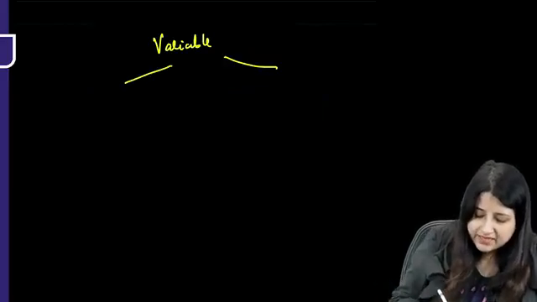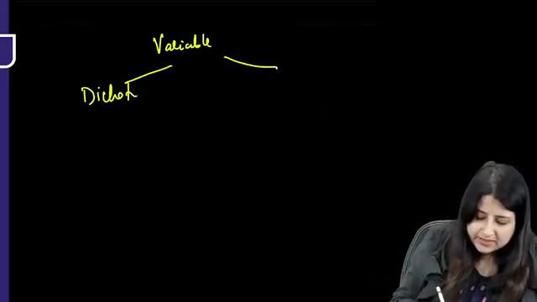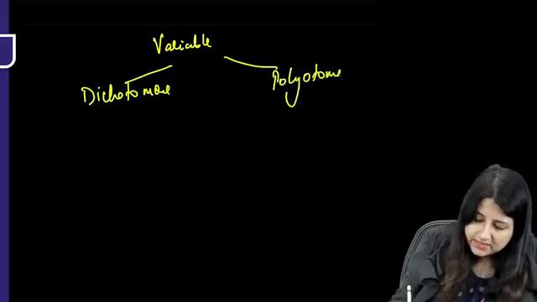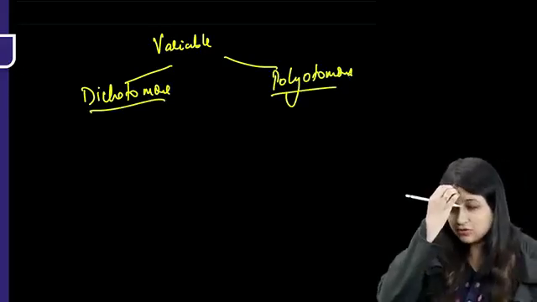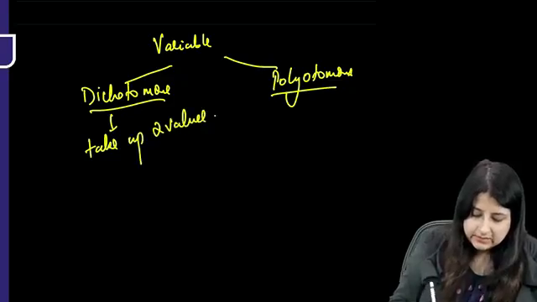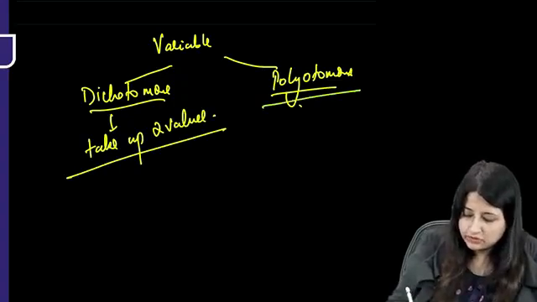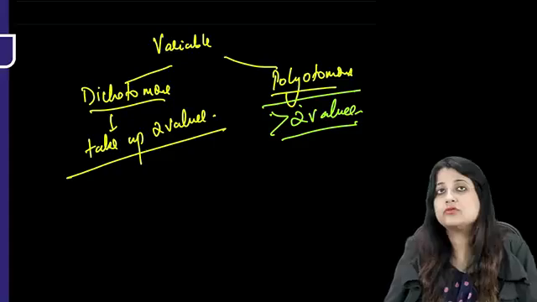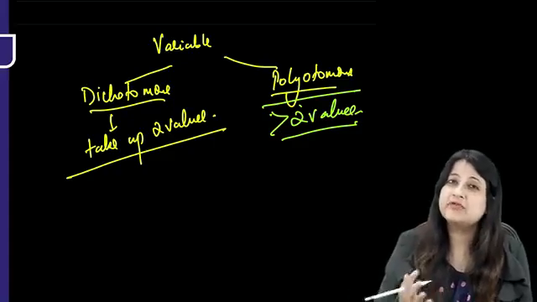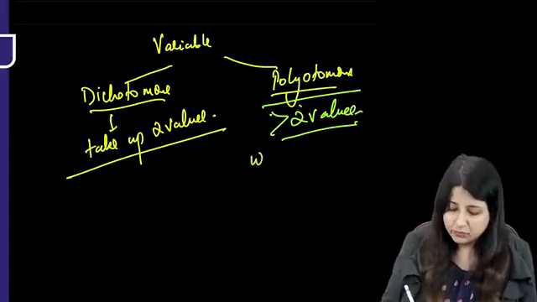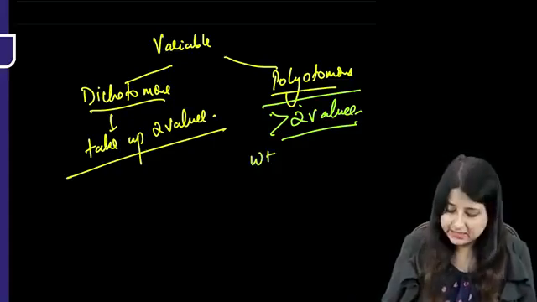So one more classification is dichotomous and polyotomous. Now what is dichotomous? Dichotomous are variables which can take up two values. And what is polyotomous? They can take up more than two values. Okay, now here either the qualitative, quantitative, they can both be dichotomous, polyotomous. Like if I say weight is polyotomous, it can take up so many values.